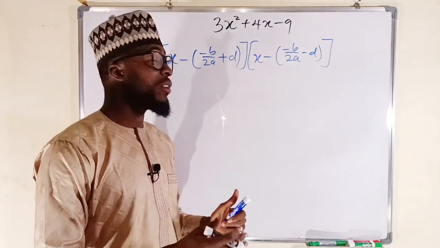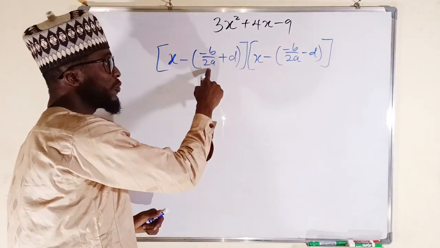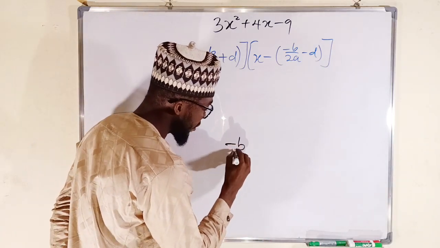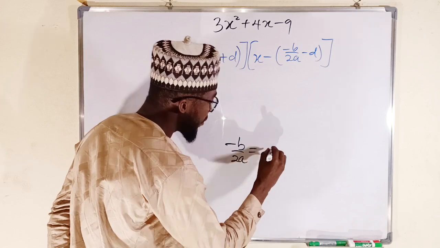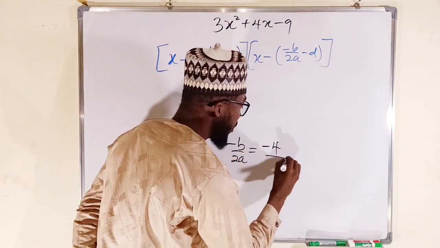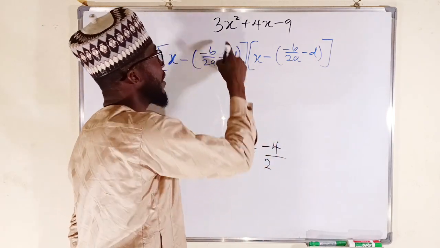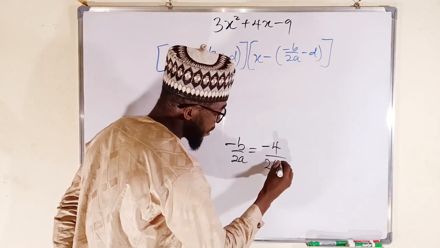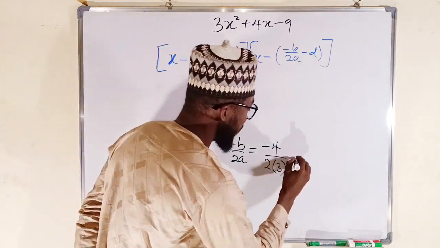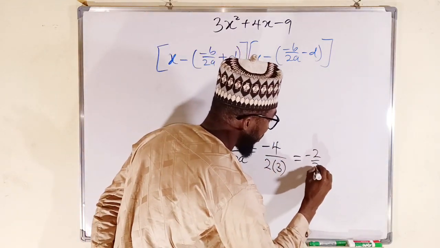Let me take the second to the last question. And here is our second to the last question. As always, we are going to start with minus b divided by 2a. Minus b divided by 2a. This is equal to, b is 4, so we have minus 4. 2 times a is 3. So 2 can go into 4 2 times. So this is minus 2 divided by 3.